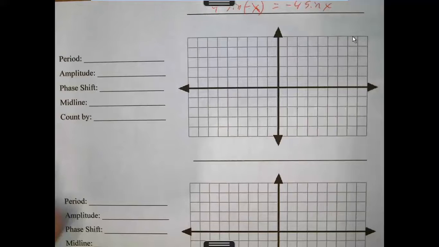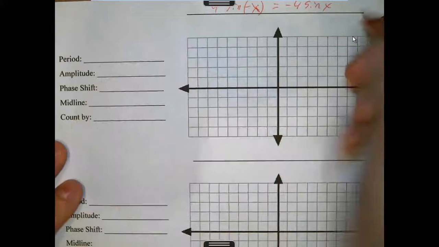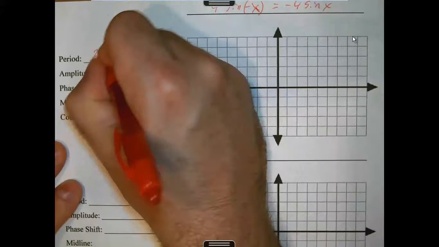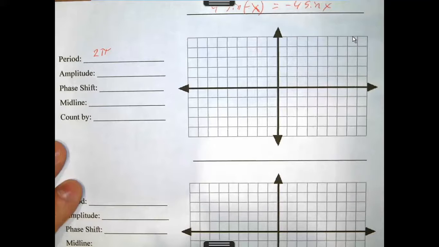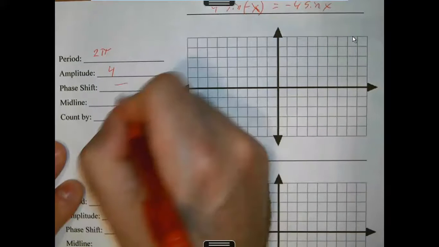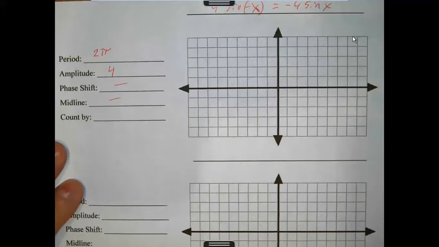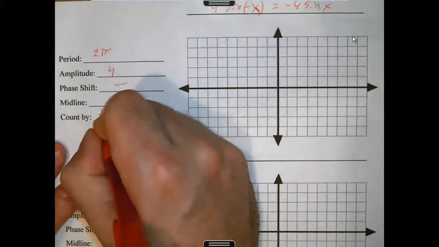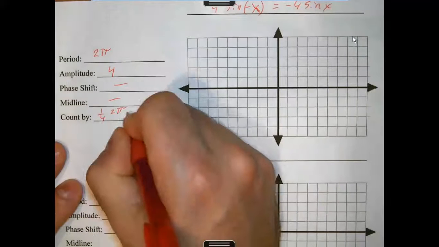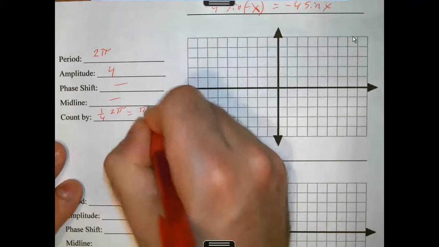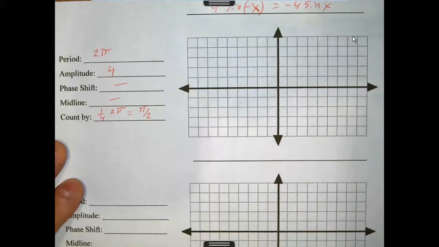So my period, well, b is 1, so it's going to be 2 pi. My amplitude, remember, is just going to be 4. There's no negatives for amplitude. Phase shift I haven't shown you yet. Midline shift haven't gotten to yet. That'll be the next problem. Count by. Well, we take 1/4 of 2 pi, and that is going to be pi over 2. So we count by pi over 2.